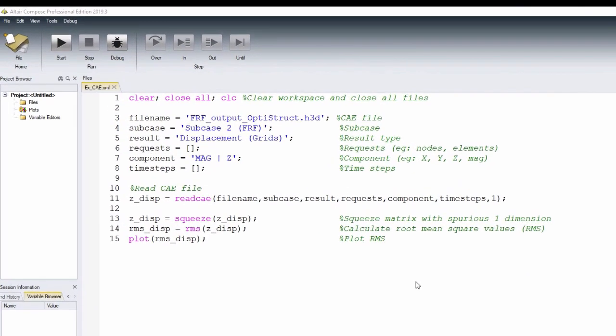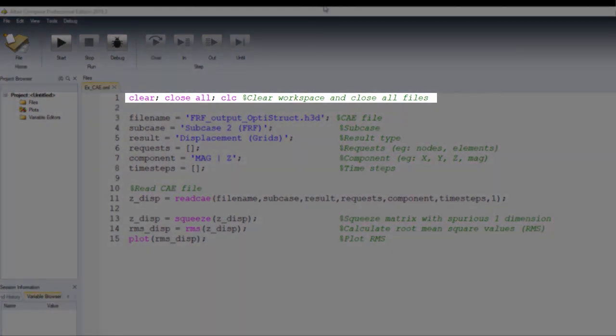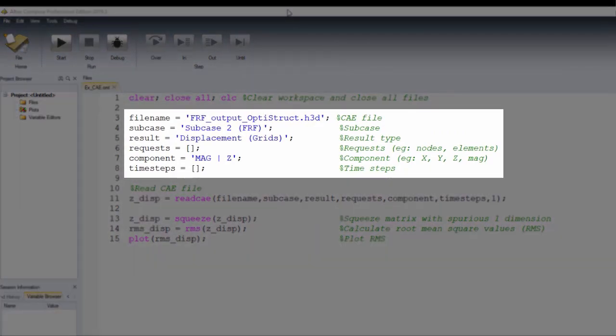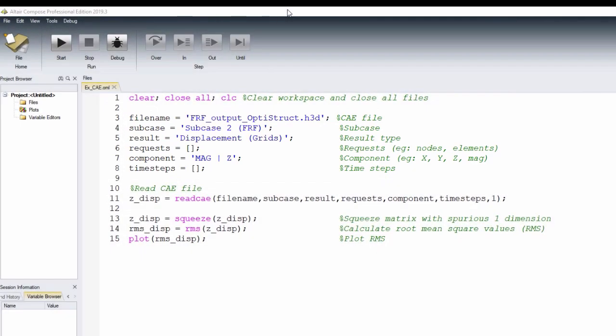As a good practice, it's good to clear the workspace up front and then write the variables that will be the inputs for the CAE readers. In case the contents of the CAE file are not known at this point, the support functions that I just mentioned help to fill this gap.